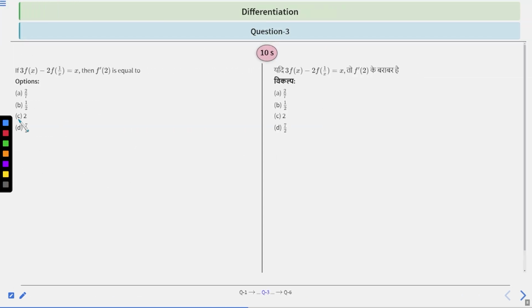Let's move to the next question, question number 3, which says if 3f(x) minus 2f(1/x) is equal to x, then f dash 2 is equal to. So see, the hint of this question is, first we can replace x by 1 by x, right? Then it will be a linear equation in two variables, f(x) and f(1/x). So by the elimination method we can calculate f(x), right? So we will get f(x) in terms of x, and after that we can find f dash x, and after that we will put the value of 2, that is f dash 2, and we'll get this answer.